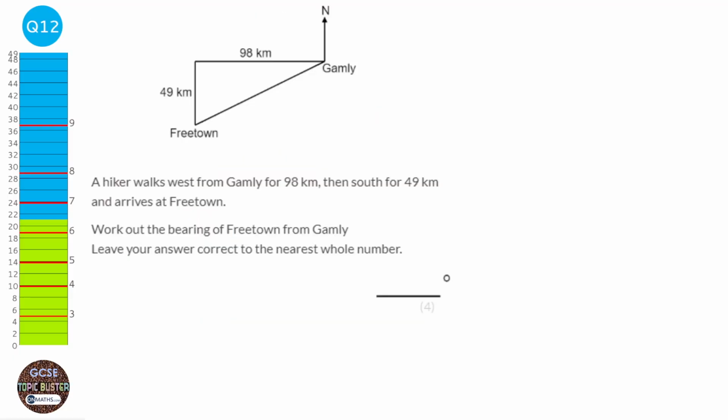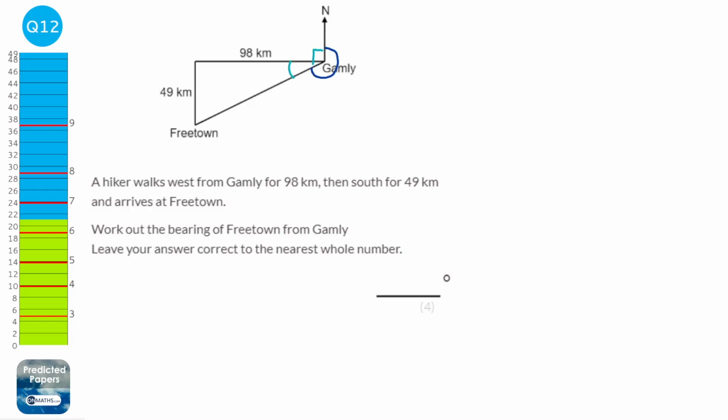So we're asked to find the bearing of Freetown from Gamley, so that is this angle here. And so what we're going to do is we're going to find this angle, and this will obviously be 90 degrees because the hiker walked west and it's against the west line and the north line, so it's definitely 90 degrees. So we can work out what the bearing is if we know that angle inside the triangle.